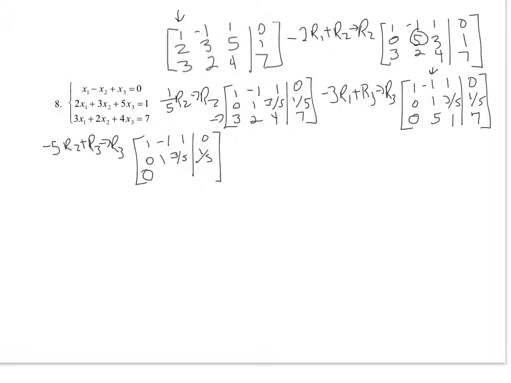Now for my bottom row, if I multiply row 2 times negative 5, first element will stay 0, and 0 plus 0 is 0. Negative 5 times 1 is a negative 5, and negative 5 plus 5 is 0. That's why we chose to do this. Now if I multiply negative 5 times 3/5, that's going to give me a negative 3. The 5's are going to cancel. I still have to add it to that element that's in row 3, which is a 1. So negative 3 plus 1 is a negative 2.